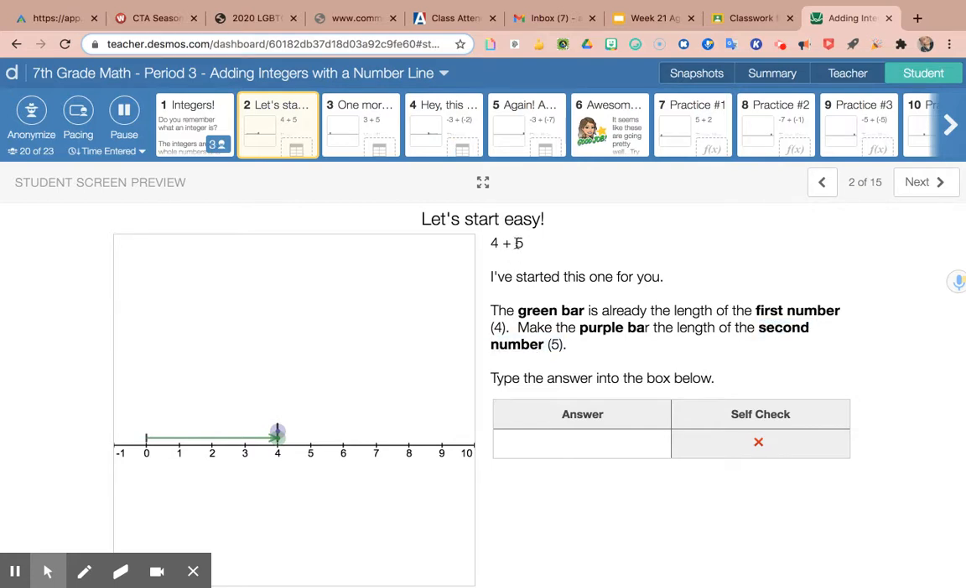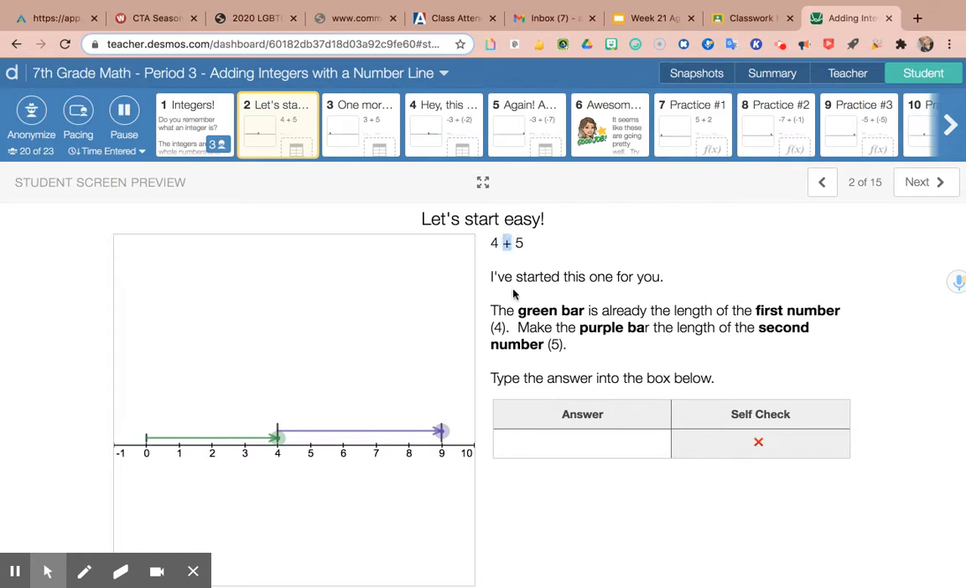So purple is going to be 5. So I'm going to move it 1, 2, 3, 4, 5. Positive numbers move to the right. So if they're positive, they move to the right on the number line. So the first one is 4 in length. The second one is 5 in length. Notice that the purple, I didn't take it to 5. I moved it 5 spaces. So move to the right 4 spaces and move to the right 5 spaces.